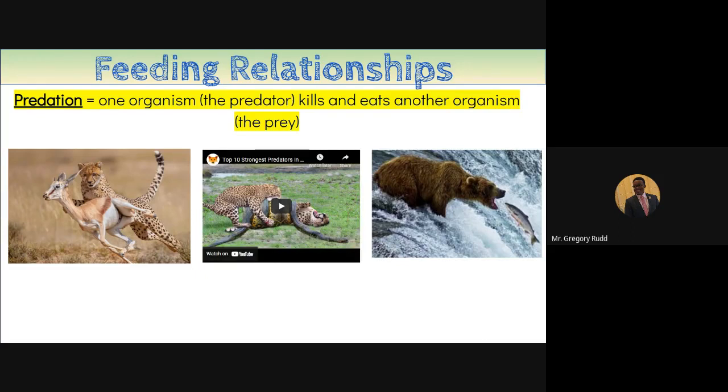Now, we often think about, again, apex predators, these large, fierce beasts, but even herbivores can be considered predators as they eat plant organisms. We could think of specific insect species that eat other insects. We could consider those predators eating prey. So it's not solely humans and large cats and bears that are predators. It's any species that kills and then eats another organism that defines predation.